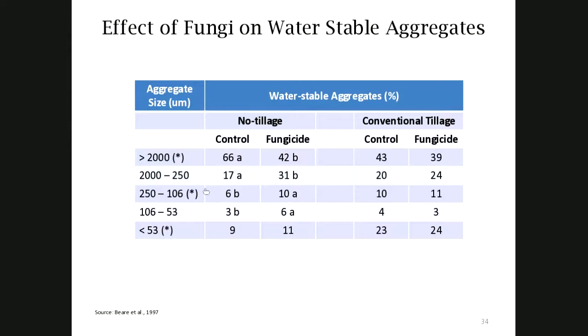The first thing to note is these asterisks denote statistically significant difference between the tillage overall, the tillage main factor. So there was a significant effect between tillages in aggregates greater than 2,000 micrometers, then between 250 and 106 and less than 53. If you look at the no-till, there was a significant difference. So there was a significant contribution from the fungi in generating water stable aggregates, whereas in the conventional, it didn't matter. The soil was disturbed enough that it disturbed the activity of the fungi, and they were not able to affect water stable aggregates.